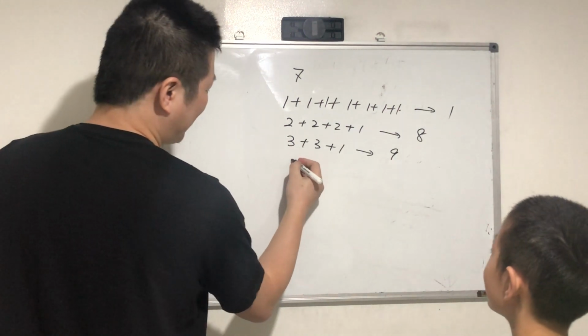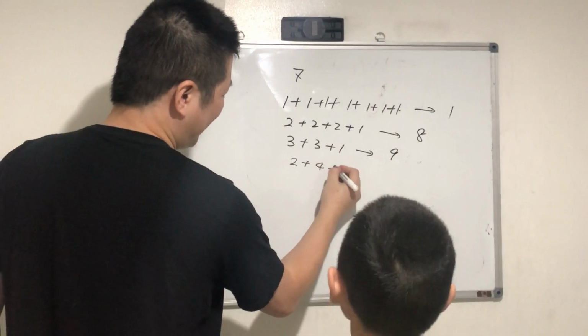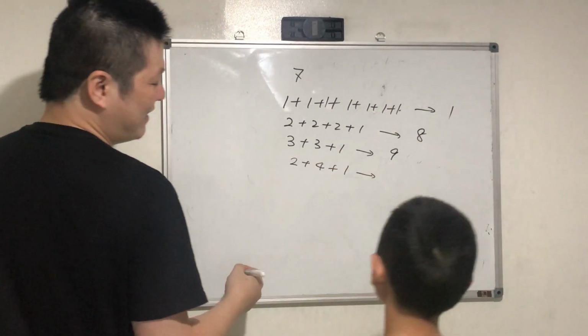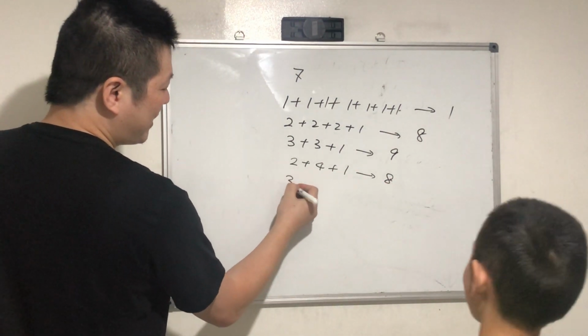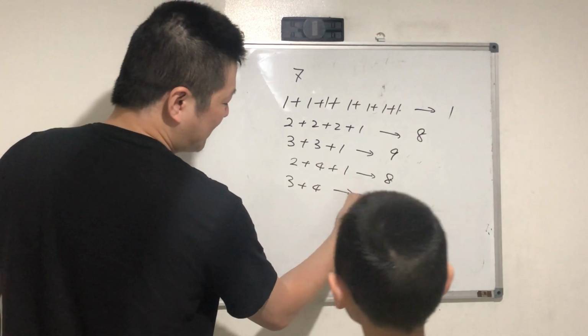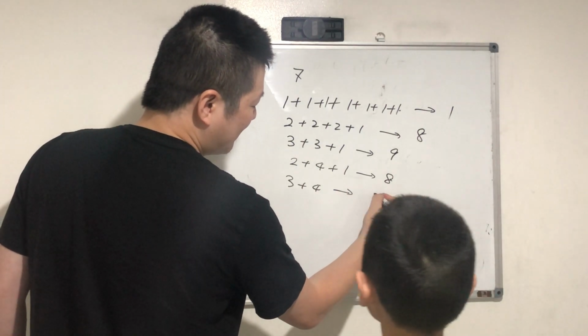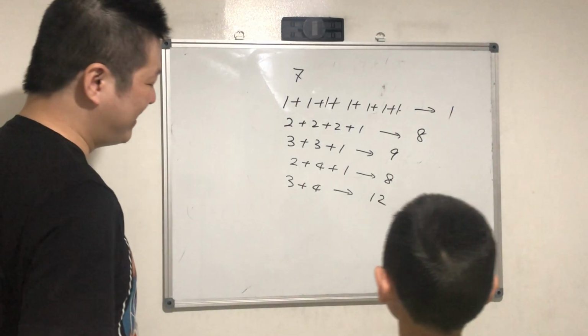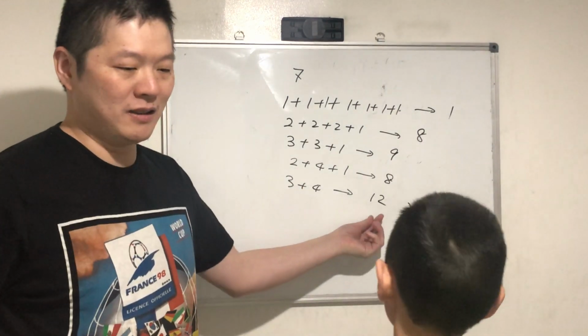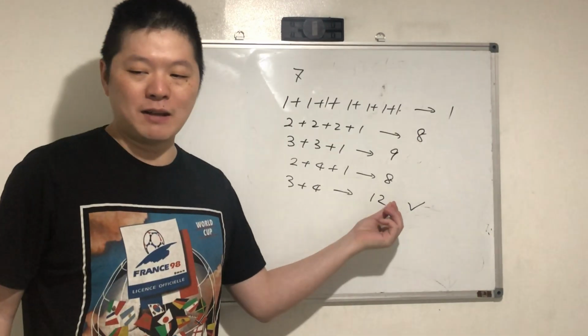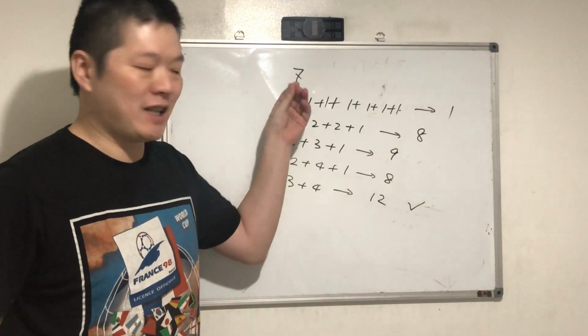Yeah, of course. Look, you can do 2 plus 4 plus 1. That will give me 8. Or 3 plus 4. That will give me 12. So this is the optimal. We want to maximize the product by breaking the integer, right?